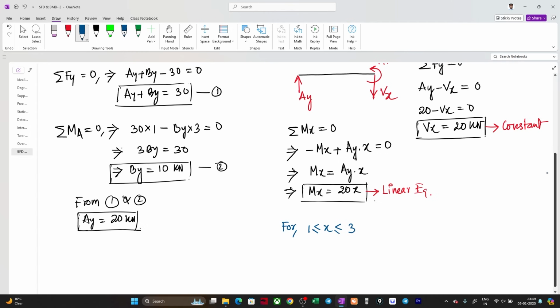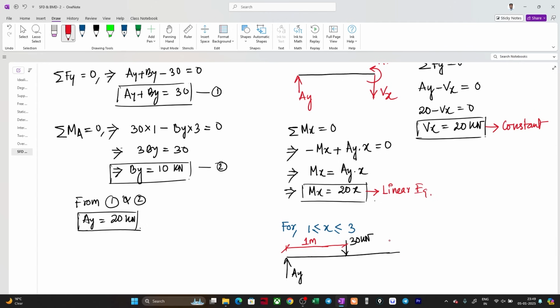So now if we draw the diagram, it will be something like this. Here I have the 30 kilonewton load. This is my Ay. This distance is 1 meter, correct? And here I have a Vx, and I have a moment here, Mx. I draw from the left side only.